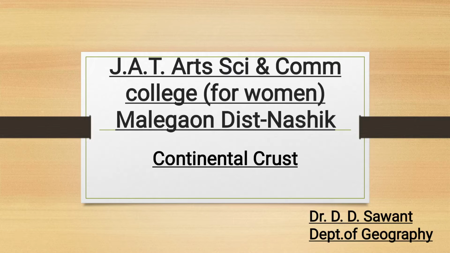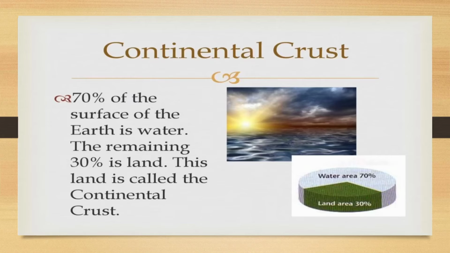Today's topic is the continental crust. As everybody knows, nearly 70% of the surface of the earth is covered by water, and the remaining 30% is terrestrial land, and hence this land is called the continental crust.